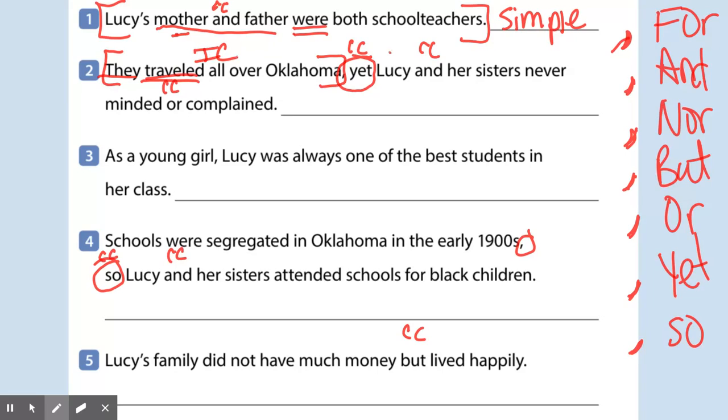Then on the other side, I'm going to open my brackets because we have Lucy and her sisters, which is one other subject. Never minded or complained, which is a compound verb. So I have a compound sentence with a compound verb. Anyway, it's still a compound sentence because I have one independent clause on one side and another independent clause on the other.